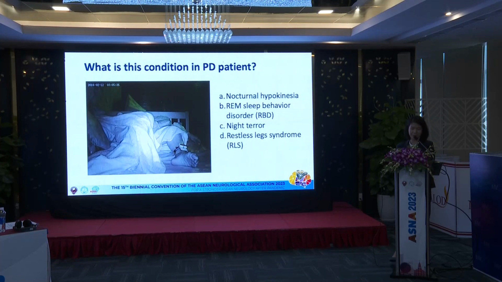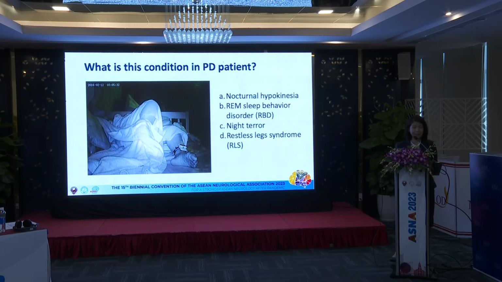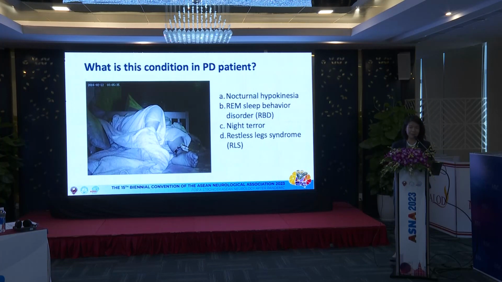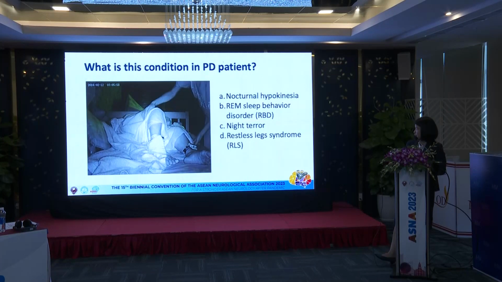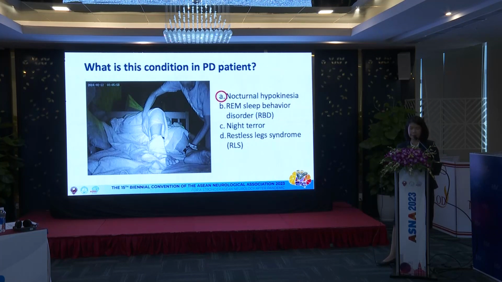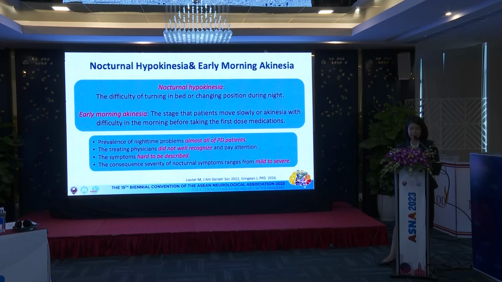What is this condition in this patient? A, B, C, or D? Before he goes to sleep, you will see that the patient is in his bed and tries to turn his body, to move his body. The video is still working, it doesn't stop, but the patient cannot move his body. The caregiver comes to help him get out of the bed. This condition is nocturnal hypokinesia, which is difficulty turning or changing position during the night.